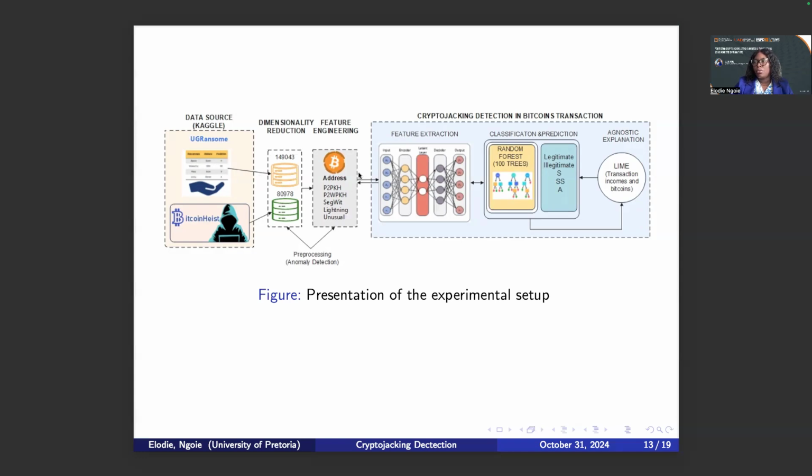And after feature engineering, we fed that clean data into a series of autoencoders. Sorry again, I'm on the second screen. To now extract the most relevant or important features that we'll use, and fed that into our random forest, which has 100 trees. And after that, we tested. From the test, we could feed the predictions into LIME, then again explain the transactions.